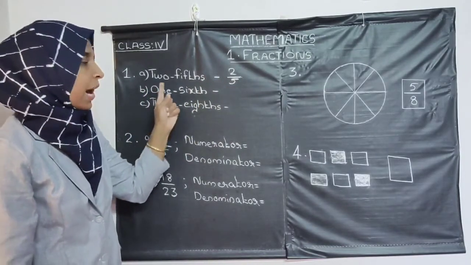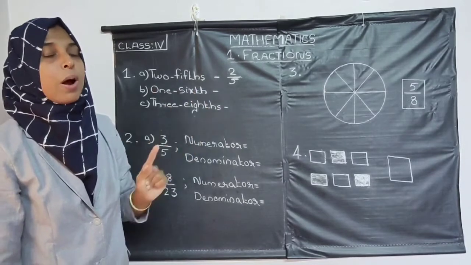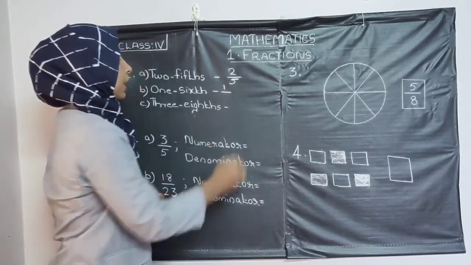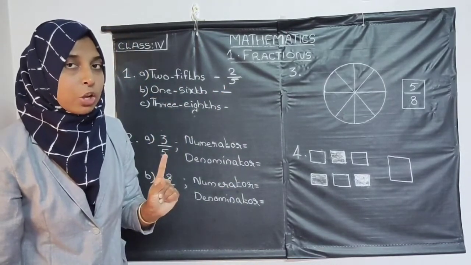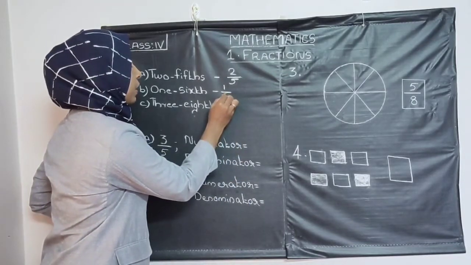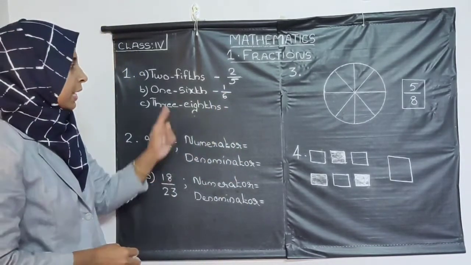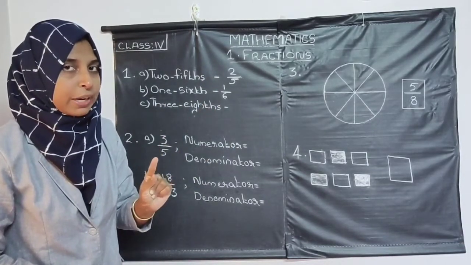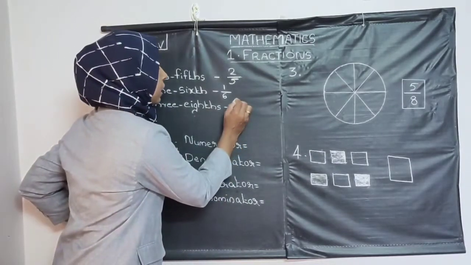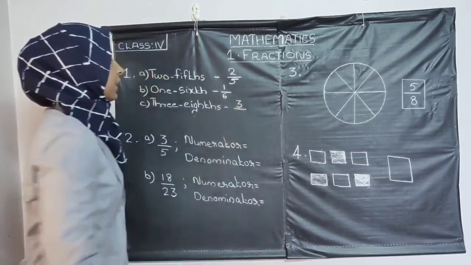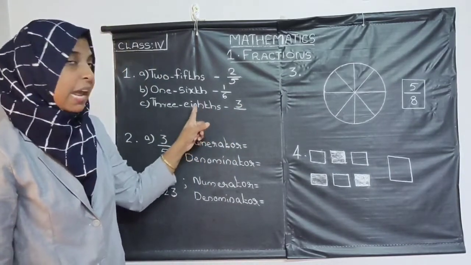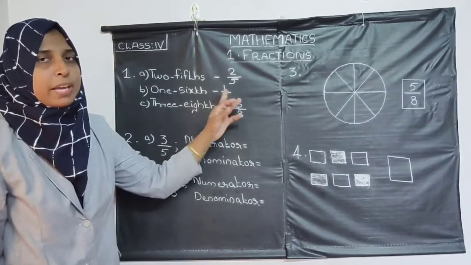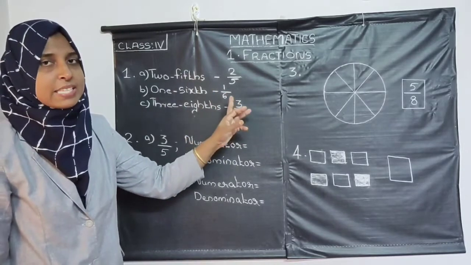Next one is 1/6. What will be the numerator? 1 will be the numerator, and sixths. So what will be the denominator? Yes, 6 will be the denominator. Next, 3/8. What will be the numerator here? 3 will be the numerator. And what will be the denominator? 8 will be the denominator. So this is how we can write the fractional numbers as numbers.